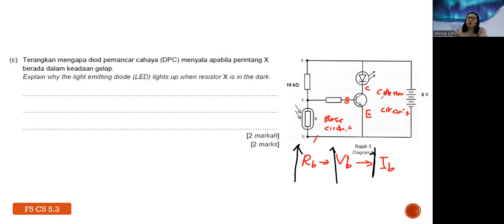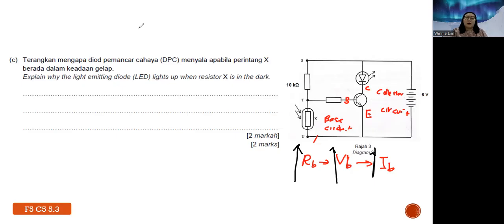Don't straight away jump into the idea that resistance and current are inversely proportional. That one is true for a conductor. If you have a wire and the wire has high resistance, of course less current flows. But this is a transistor circuit, so do not mix up this idea.